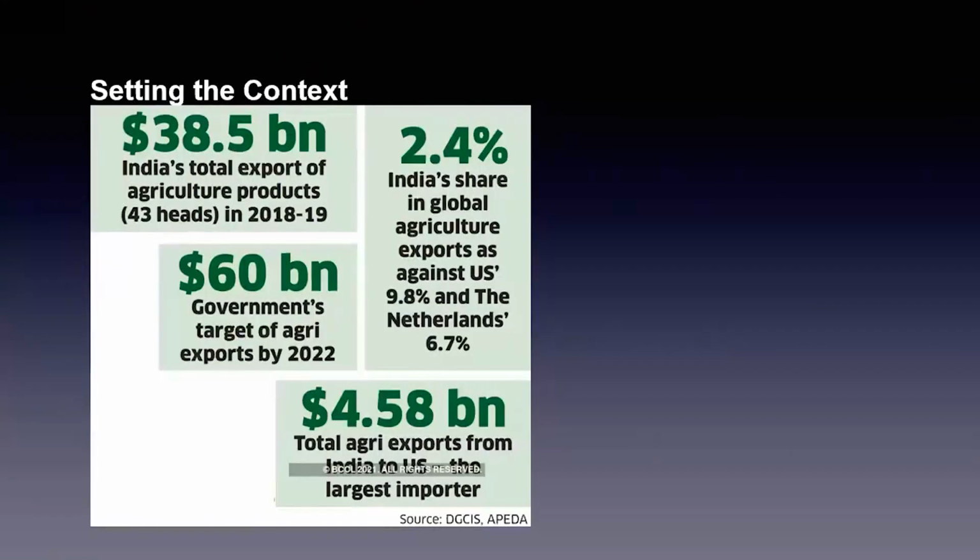The second subtopic is setting the context. How far are we competent enough to boost our farm exports? From the figures we have seen, nearly 40 billion US dollars was the total exports of agricultural products in 2018-19, and the target fixed by the agri-export policy was to boost farm exports to the tune of 60 billion US dollars by 2022. But because of this pandemic, it has been postponed to 2024. That target has been fixed for the year 2024 because of this COVID-19 associated pandemic.